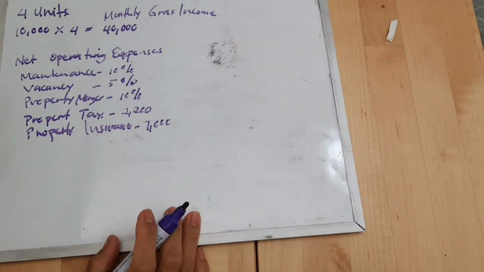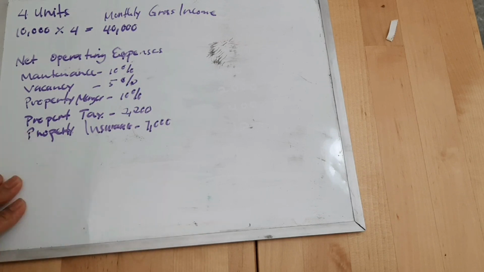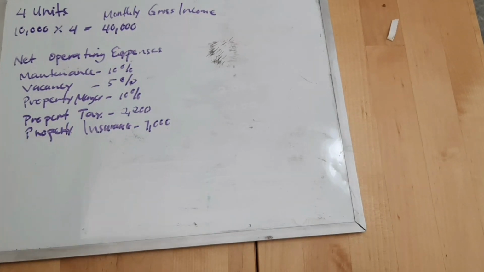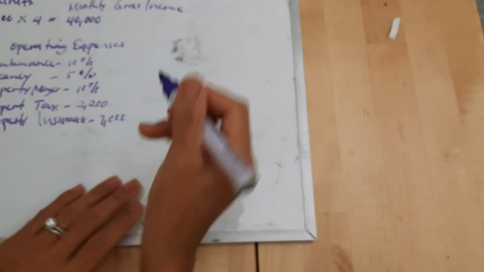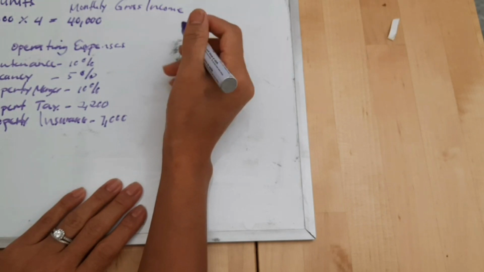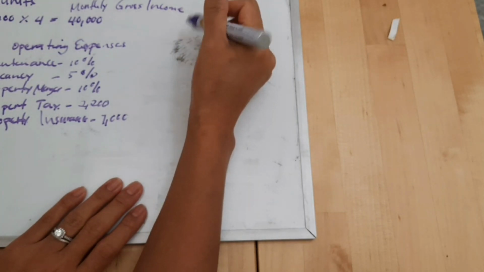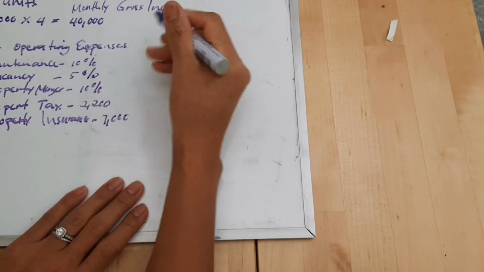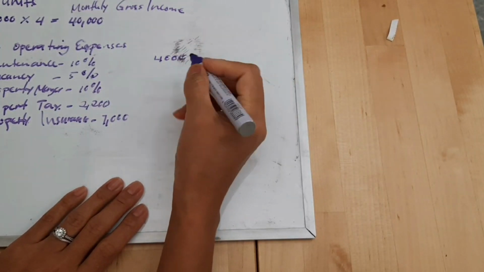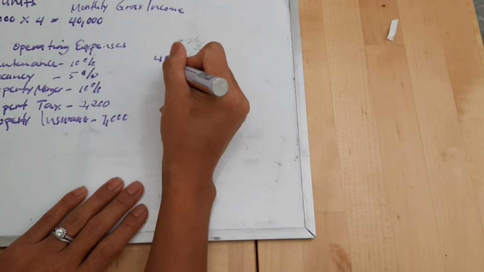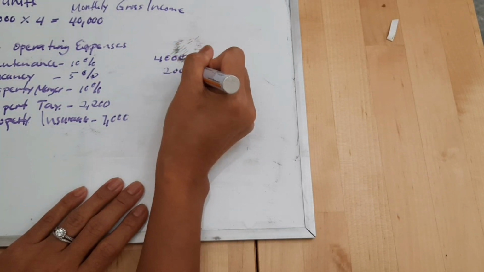Can you see it? It's maintenance, vacancy, property manager, property tax, property insurance, right? So these are your net operating expenses. Now let's calculate them. We're going to calculate the monthly operating expenses, okay? So 10% of 40,000 is 4,000. 5% is 2,000, right?